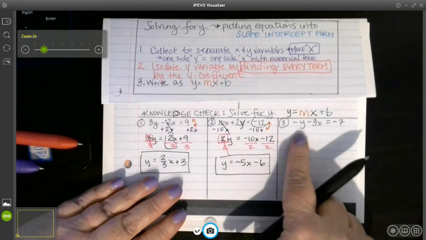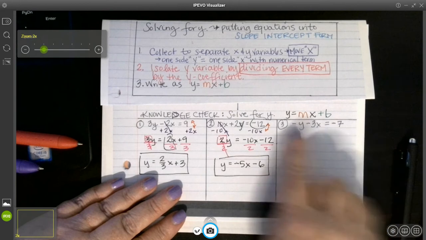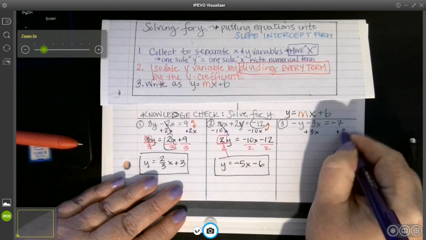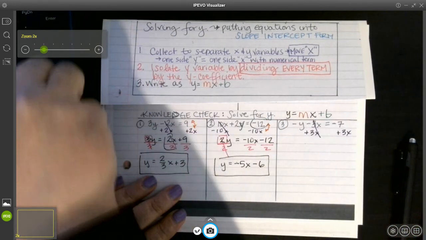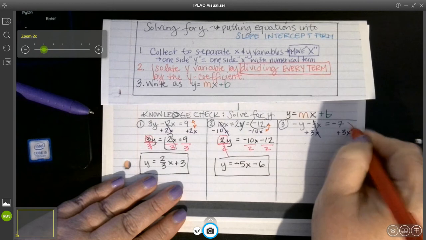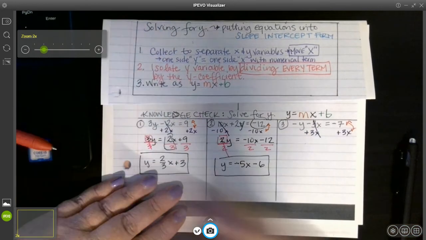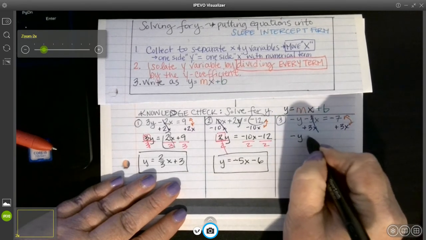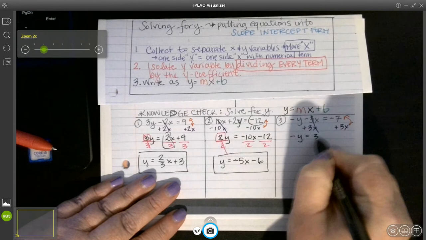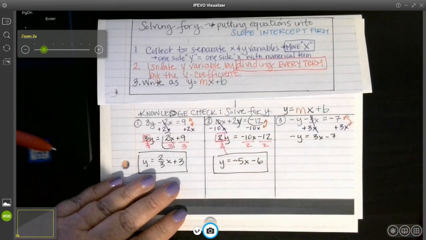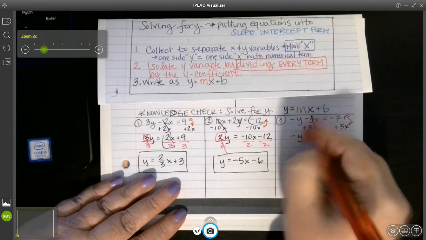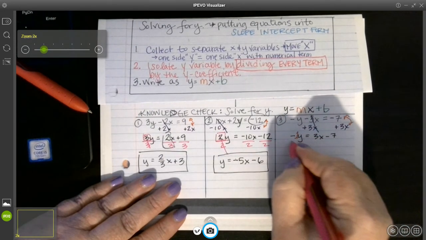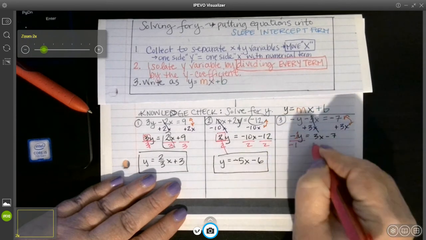All right, for this last one, x and y's are on the same side. I'm going to collect my x's on one side. Again, these cannot combine. So now I have negative y equals 3x minus 7. Well, remember, if there's nothing there, it's understood to be a 1. So I'm going to divide everything by negative 1.